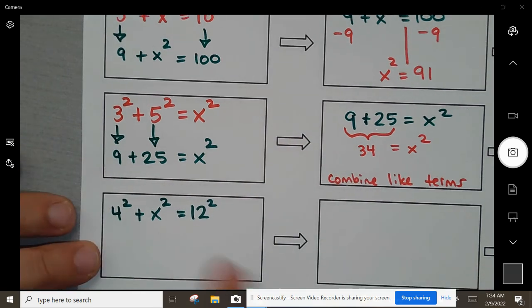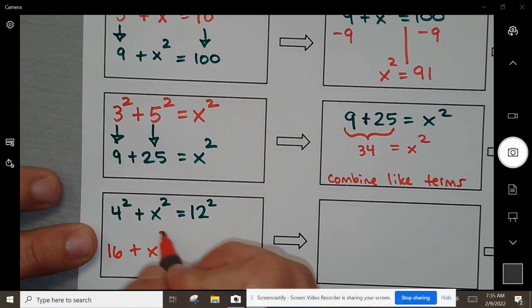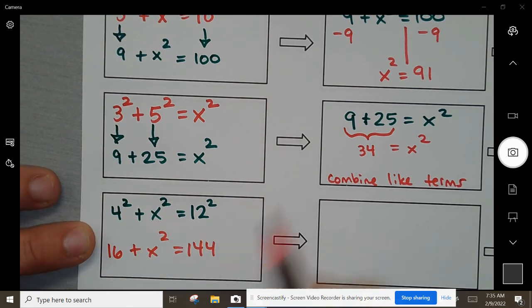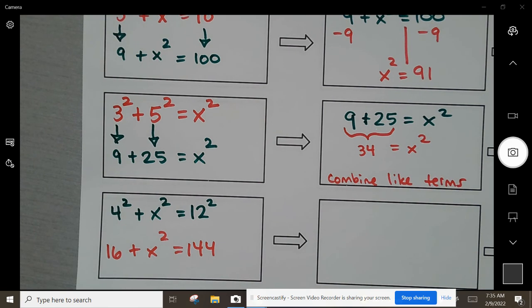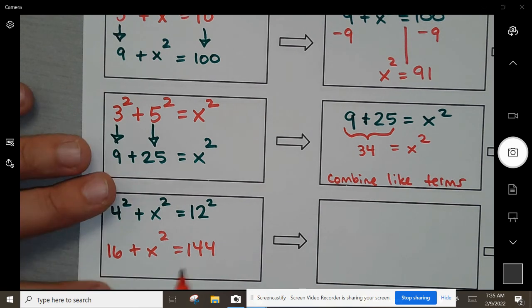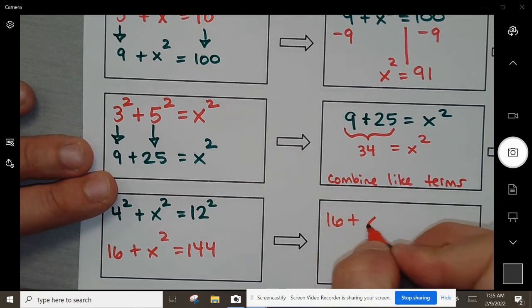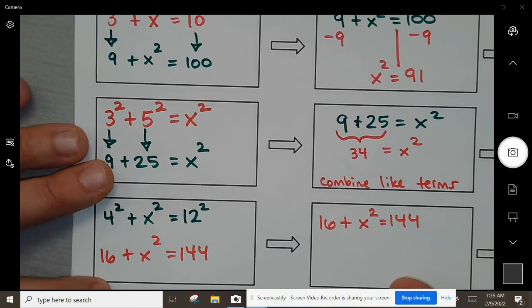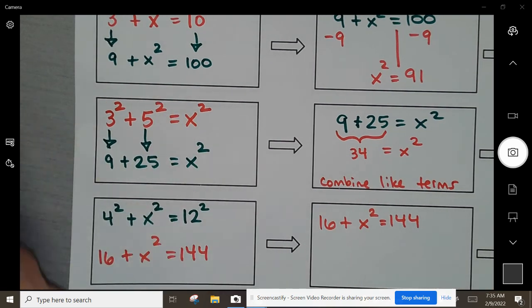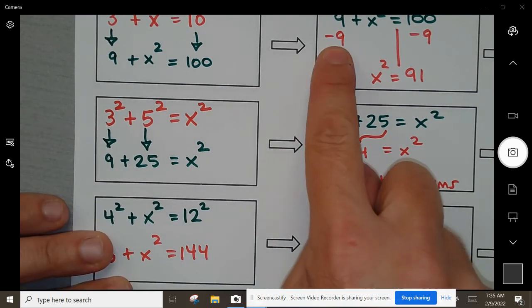Let me give you a clue. 12 squared is 144. I should have given you an easier one, but it's okay. You guys can get through this. All right, first step. 16 plus x squared equals 144. 12 squared is 144. 4 squared is 16. Now, are you combining like terms here? No, you are going to move your constant over, just like this one here.